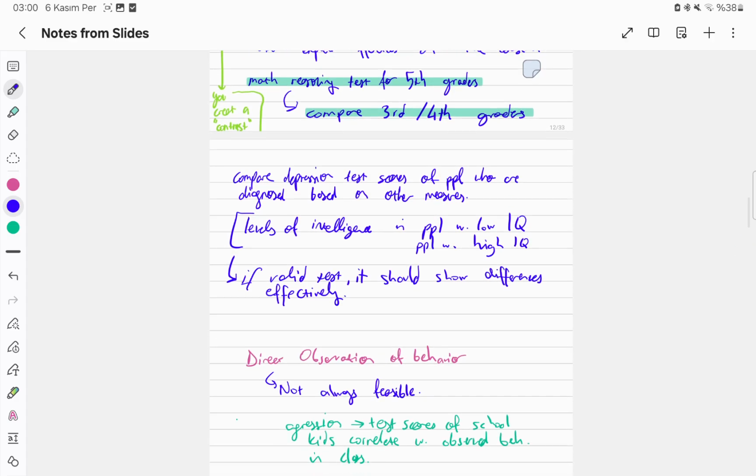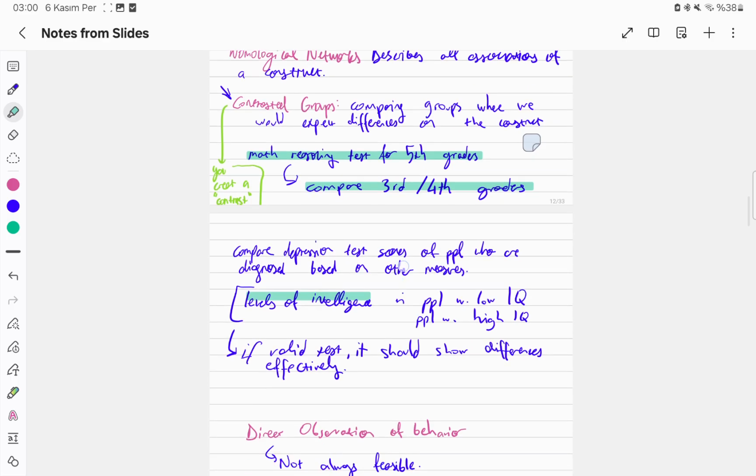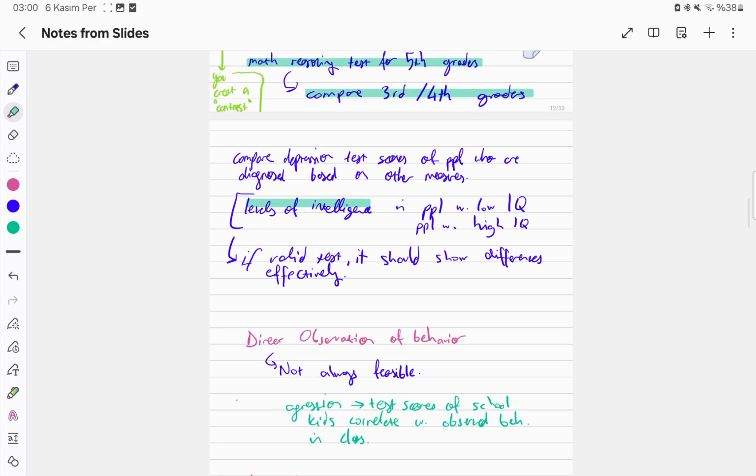Basically, like in levels of intelligence, or we can compare depression test scores of people who are diagnosed based on other measures. And if it's a valid test, then it should show differences effectively. Basically, that's what contrasted groups is doing for us.